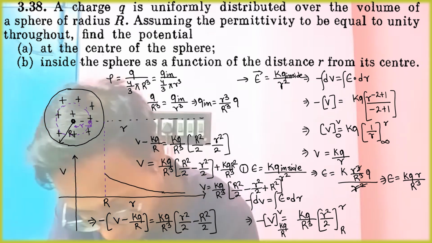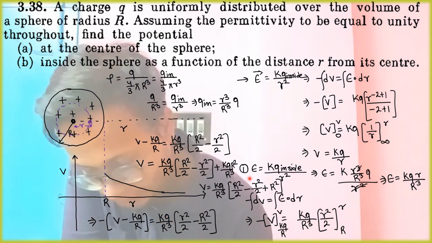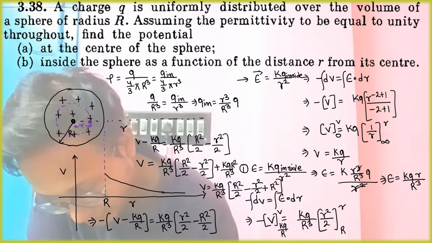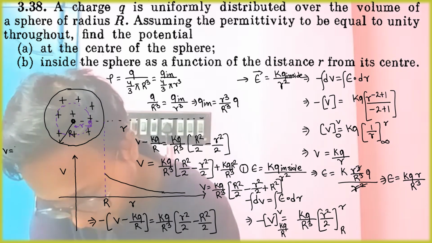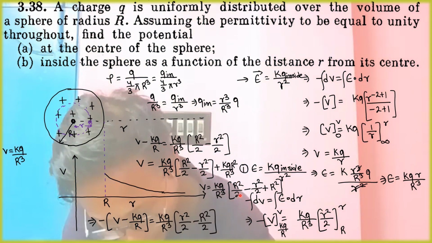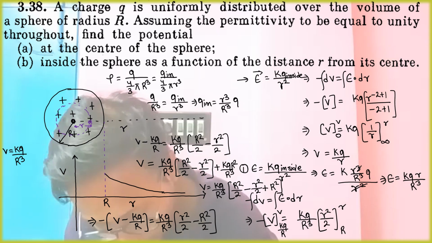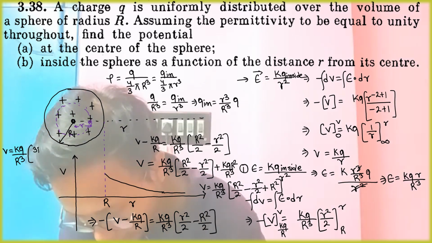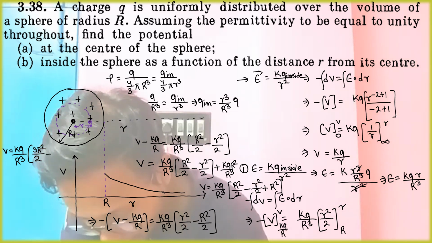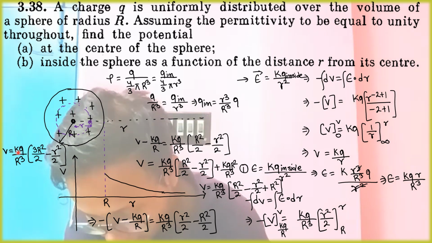Now it is getting cluttery out here also. I'll just solve it out here. I'm just hunting for empty spaces. So V is equal to kQ by R cube, R square by 2 plus R square is nothing but 3R square by 2, minus small r square by 2. Now if you notice out here, the potential at r equals 0, or the potential at the center of the sphere is nothing but kQ into 3R square by 2.